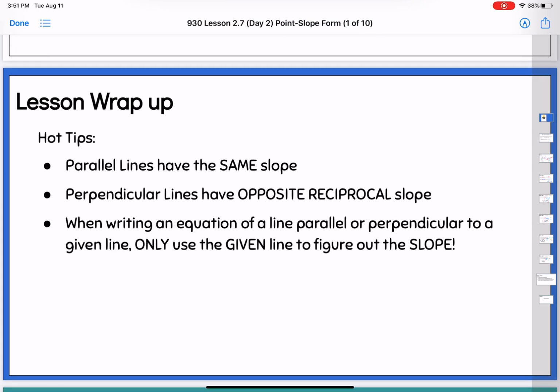Remember, parallel lines have the same slope. Perpendicular lines have opposite reciprocal slopes. That means positive to negative or vice versa, and then flip it upside down. And then when you're writing the equation of a line parallel or perpendicular to a given line, only use that given line to figure out the slope and then ignore it and use the point that's given in the problem.